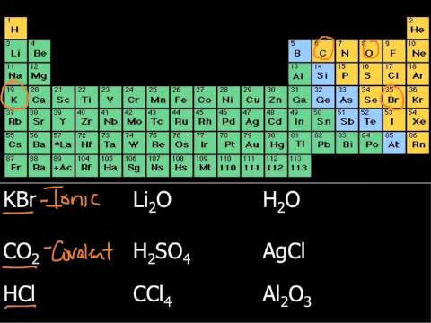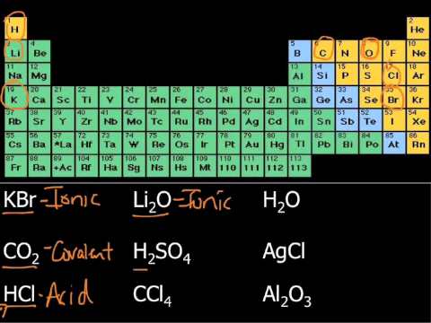HCl, our next one, we have hydrogen with a nonmetal. Okay, so hydrogen, this is a special type of covalent. So if it starts with hydrogen, this is an acid. Our next one, Li2O. Lithium is a metal. Oxygen over here is a nonmetal, so this again is ionic.